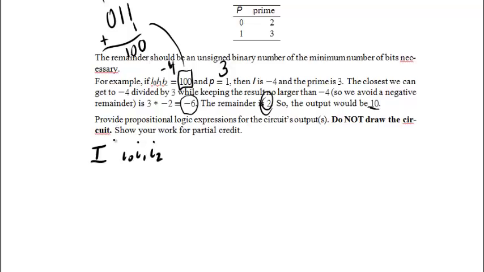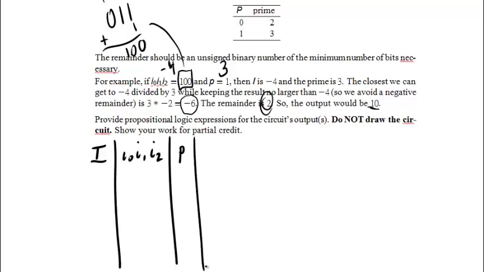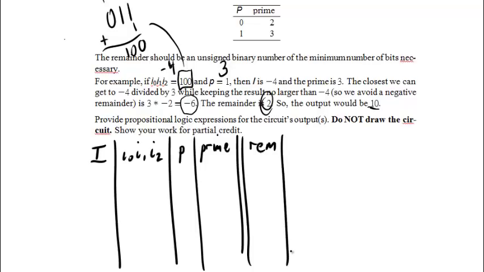I0, I1, I2. I will also put P into my table, but I'm also going to put the prime into the table because it's really I and the prime that I need to figure out my remainder. Put that double line in just to separate all of my inputs from my outputs. And that'll be the remainder as a number. Oh well, a decimal number. And then I also need the remainder as an output 0, 101.